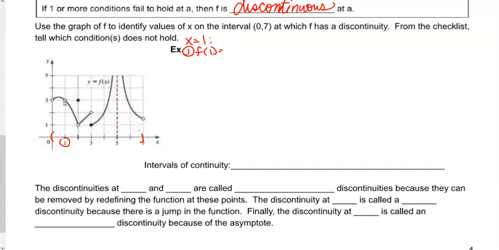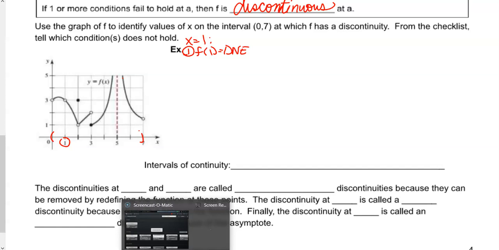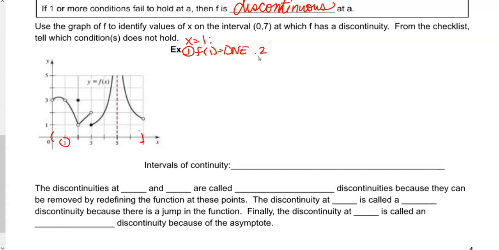Notice here I just have an open circle. Therefore, this does not exist. So right here we can stop and say, well, here at x equaling 1, because the function value doesn't exist, then we're not going to be continuous. But let's look at all aspects of this, because on your MyMathLab, it may ask you to check each one that holds true or doesn't hold true.